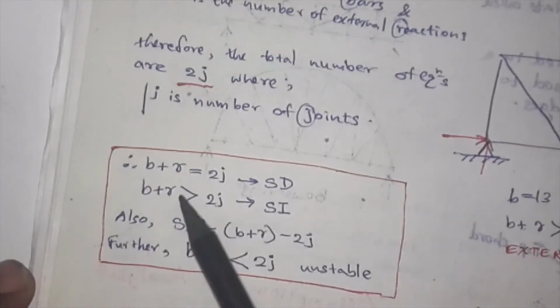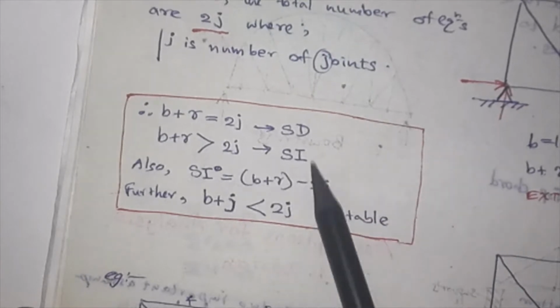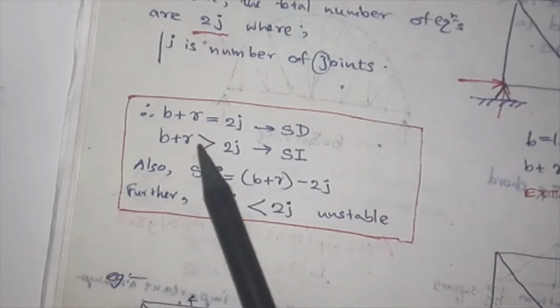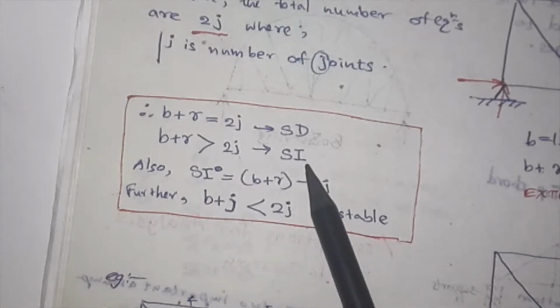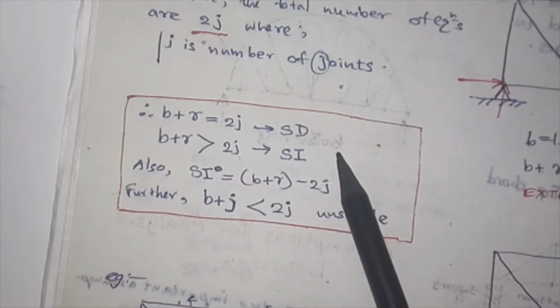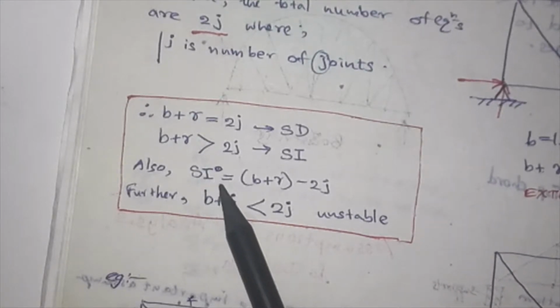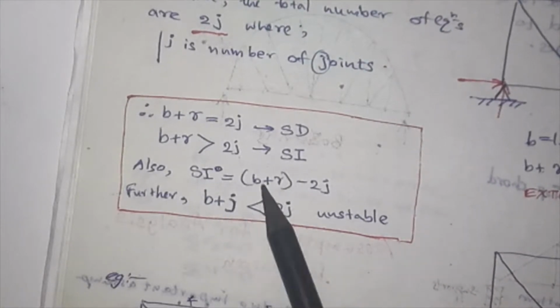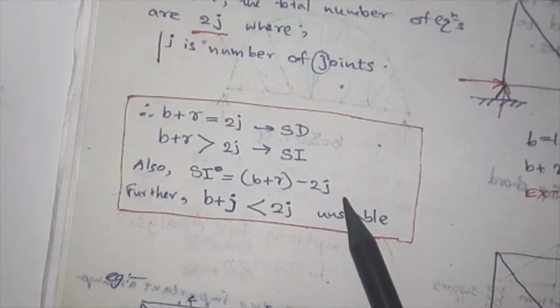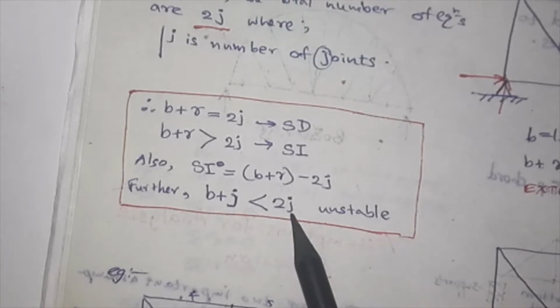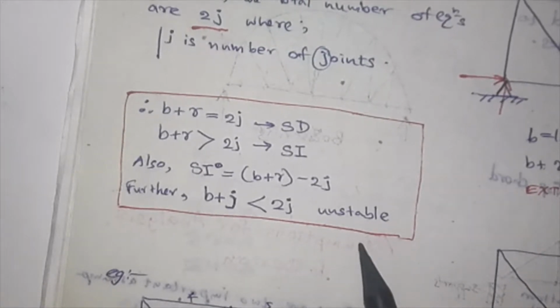So if B plus R is equal to 2J, we call it statically determinate. It can be determined. If B plus R is larger than 2J, it is statically indeterminate. Also, the degree of statical indeterminacy is equal to B plus R minus 2J. Further, if B plus R is less than 2J, we call it unstable. That's the theory.